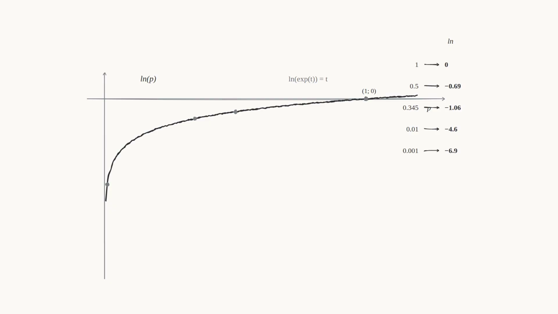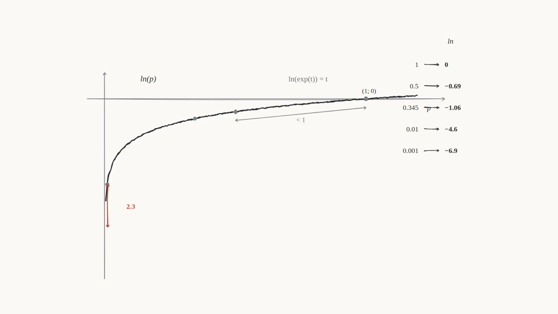The logarithm of 1 is 0. Now heading down, the logarithm of 0.5 is about minus 0.69, of 0.345, minus 1.06, of 1/100th, minus 4.6, of 1/1000th, minus 6.9. The closer the argument creeps to 0, the deeper the logarithm plunges into the minus, and the plunge has no bottom. At 0 itself, minus infinity.